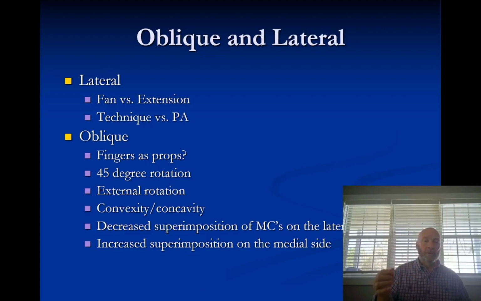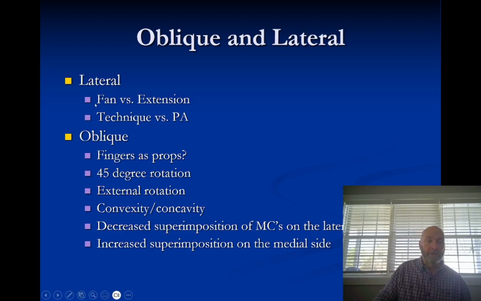So what you're looking for in a fan are fractures in the fingers. In an extension, what you're looking for is foreign body in the palm of the hand. The technique for a lateral would be about twice as much mAs as what you use for the PA. With the oblique, you've got a couple of positioning possibilities as well, and just follow your hospital protocol for both the lateral and the obliques.